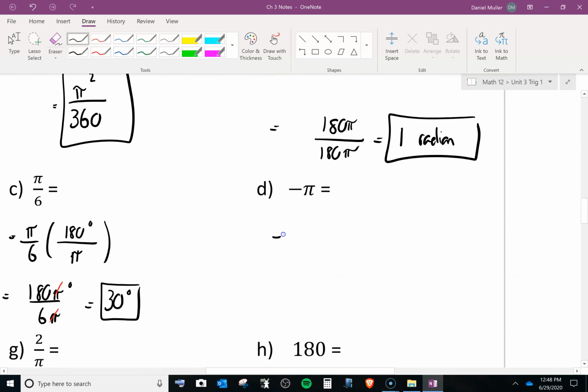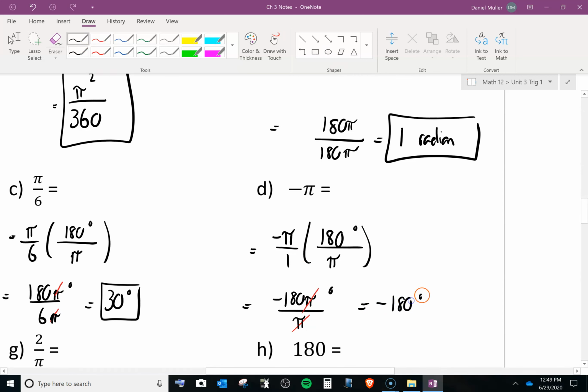All right, negative pi. I want to put it into degrees. So this is a numerator. There is no denominator. You can put a 1 if you want, but I want degrees, so they're going to go on top, and then there's a pi on the bottom. Again, that 1 doesn't have to be there, but it's kind of nice for spacing your fractions. So on the top, I'm going to have negative 180 pi with a degree symbol, and on the bottom, just a pi. The pi's can cancel, leaving me with negative 180 degrees.